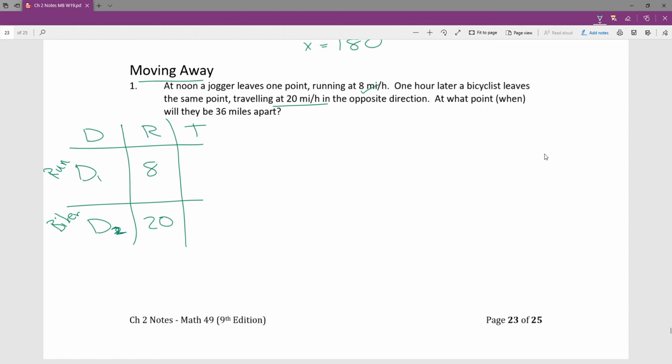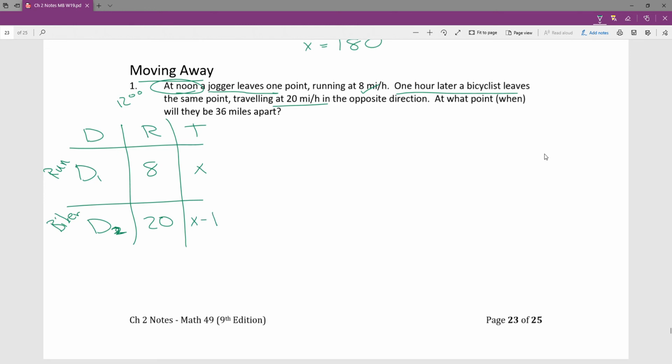And the time, let's see what I've got about this one. So it says the jogger leaves at noon. So noon is 12 o'clock. That is not a time interval. So I can't put 12 down here in my time. It does say over here that an hour later the bicyclist leaves. So I don't know how long the runner has to run, but I do know that the biker, leaving an hour later, has 1 hour less to travel.